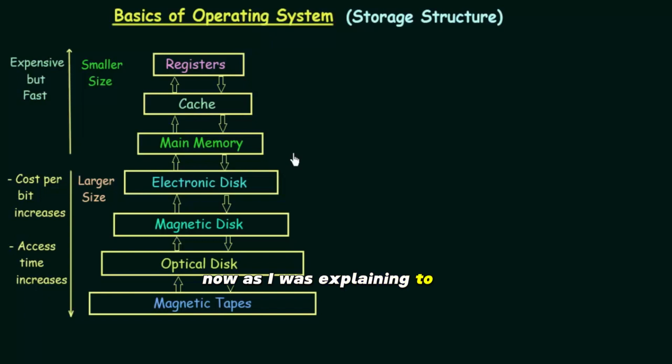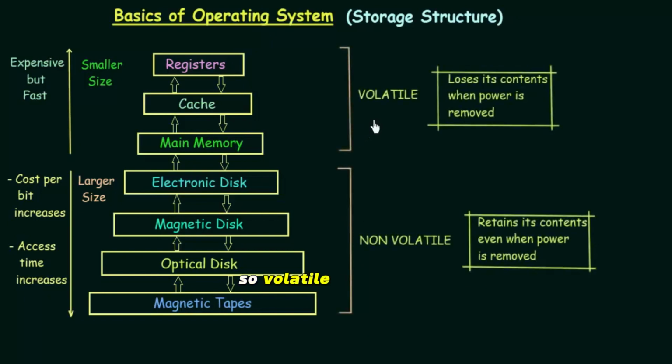Now, as I was explaining to you, I said that main memory is volatile as compared to secondary memory, which is non-volatile. Now let us try to understand the meaning of volatile and non-volatile. Volatile means that it loses its contents when the power is removed. All these devices, like your main memory, cache, and registers, are volatile in nature, which means that when the power to these devices is switched off, whatever was stored in them will be erased.